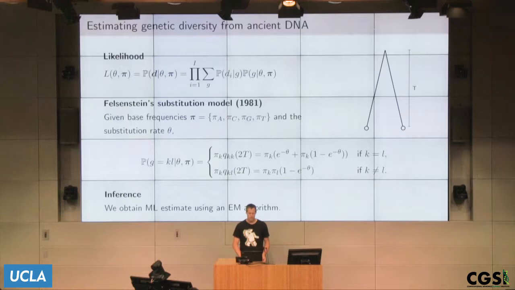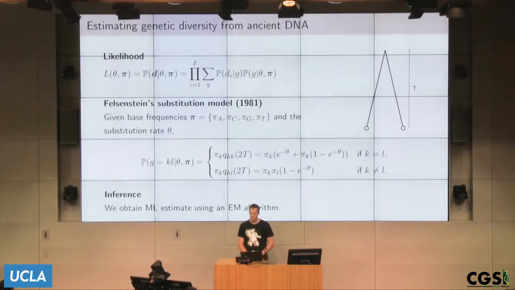Okay? So now that we have a genotype likelihood model for ancient DNA, we can ask, so let's have a model to infer genetic diversity, okay? And so we decided to use a very simple model that was proposed by Felsenstein in 1981. The model here is very simple. It assumes that there are two sets of parameters. One is base frequencies in the genome, just like what's the probability that a random base is an A, C, G, or a T, and we call that pi. And then a substitution rate, okay?